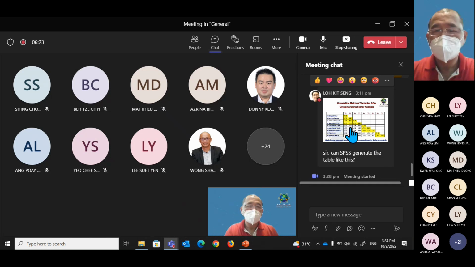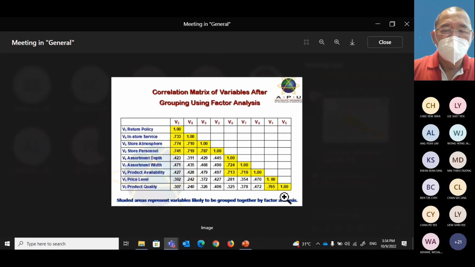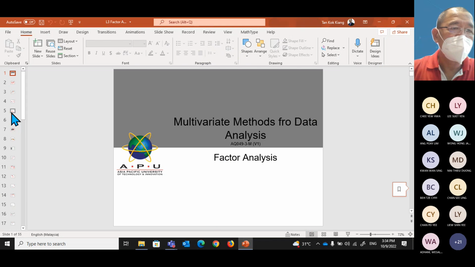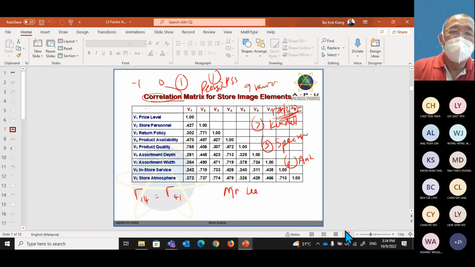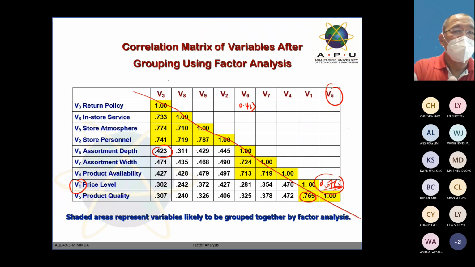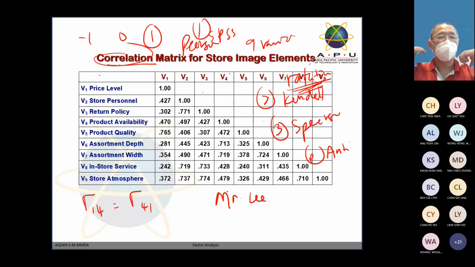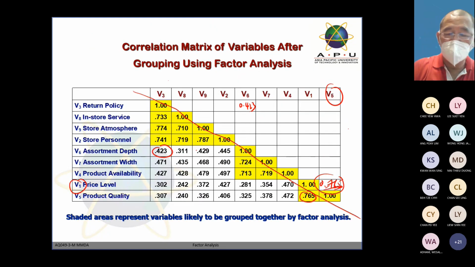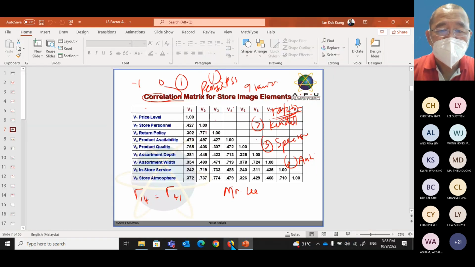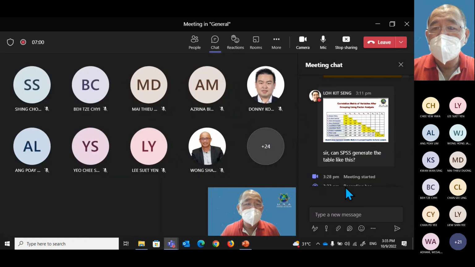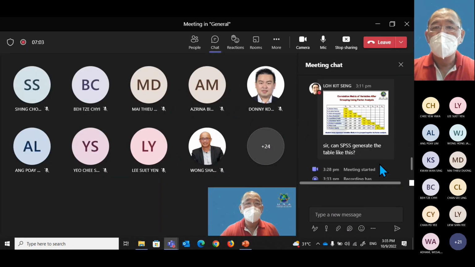Good question. I show you now. SPSS can do a table like this, but not like this. It just follows the sequence, but not based on the value of the correlation coefficient. So here we actually do it manually, I mean this table. If no question, now we see next.